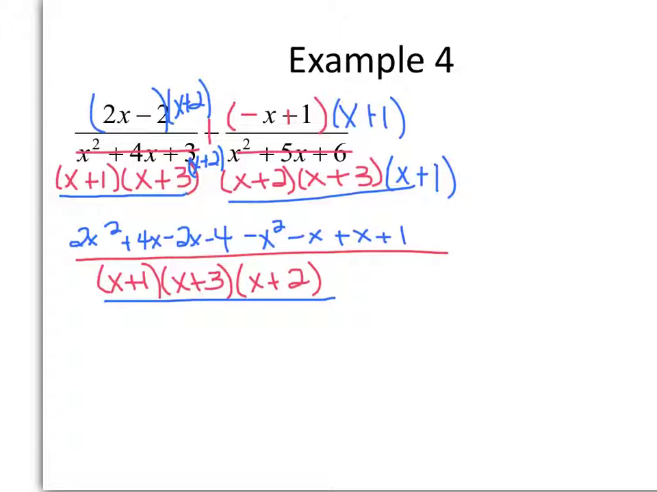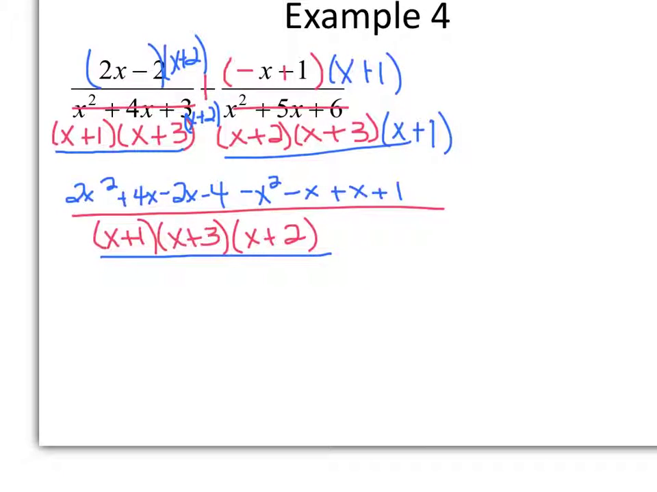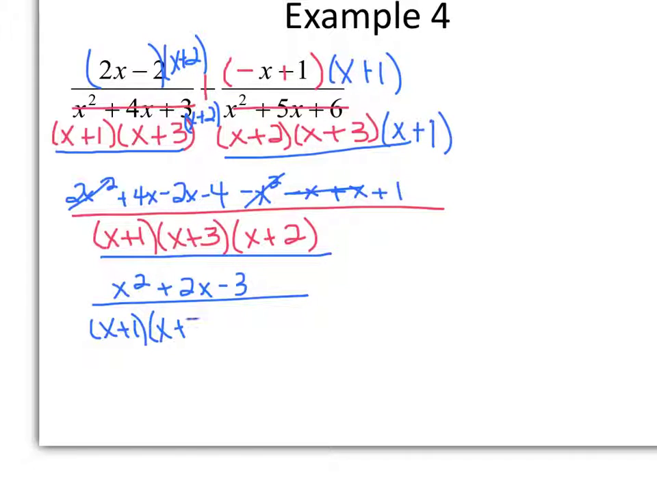Finally, we're going to combine like terms. So this is going to make 1x squared. This makes 0 plus 2x minus 3. So now we have to factor this. Notice this will factor. So because it will factor, we have to factor it. So what two numbers multiply to make negative 3 and subtract to make 2?